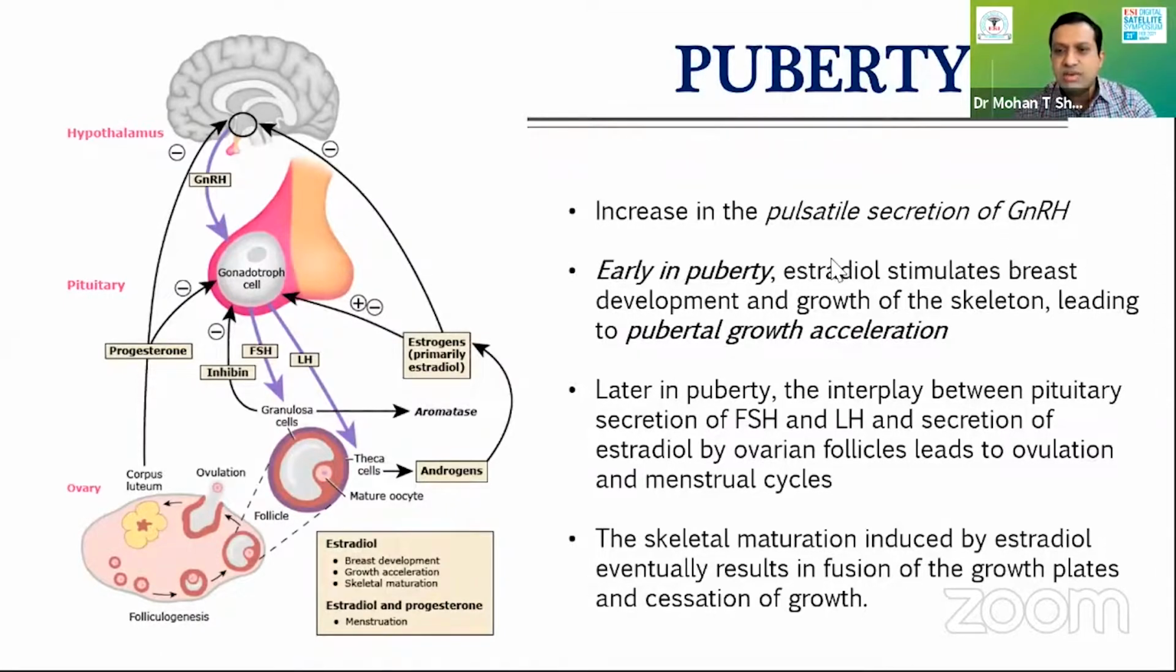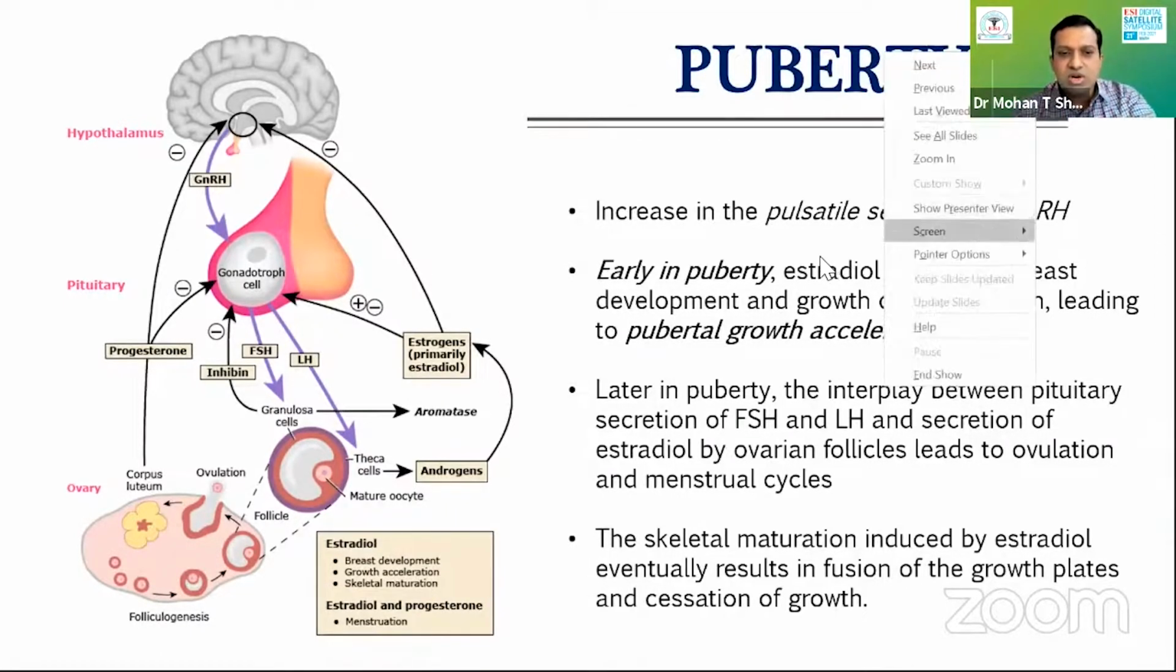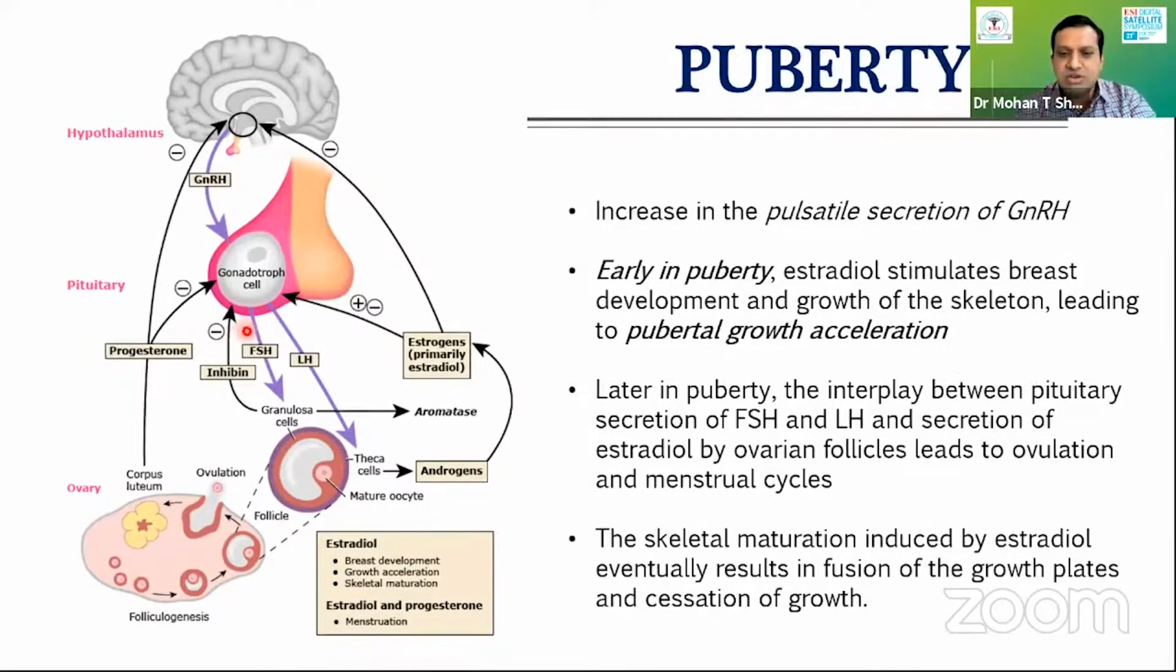I'll just take the pointer. There is an interplay of various hormones that make sure that the pituitary secretion of LH-FSH and the secretion of estradiol are coordinated. Finally, the ovarian follicles also get stimulated and lead to ovulation and the menstrual cycle. So it's a stepwise, systematic onset of this physiology.